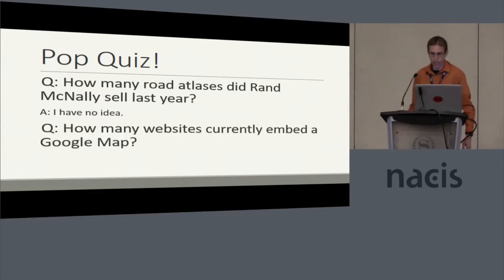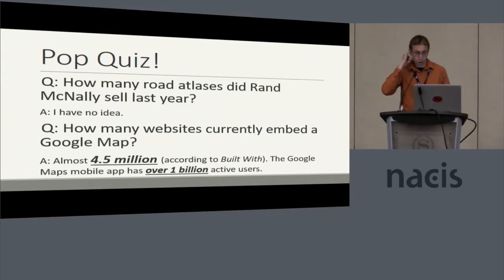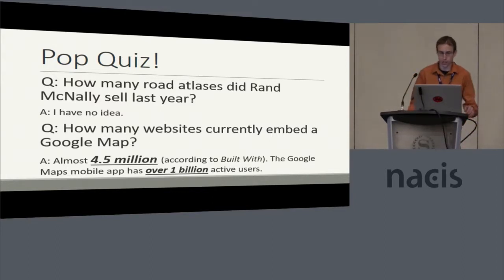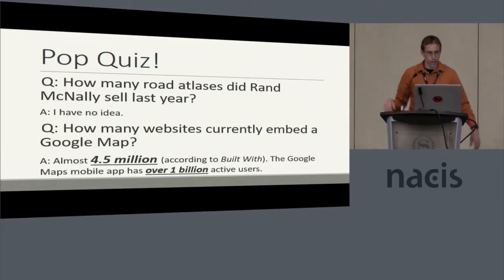But how many websites are currently embedding a Google map? This I know. I'm not sure that's true. No, I'm not sure it's most, but any other guesses? A million? 5 million? That's actually really close. About 4.5 million websites currently embed just a Google map. This isn't counting the Leaflets or the Esris or the whatever. And then, interestingly enough, the mobile app at last count has over 1 billion active users. And that's, again, just Google.